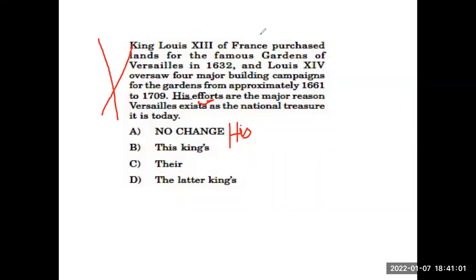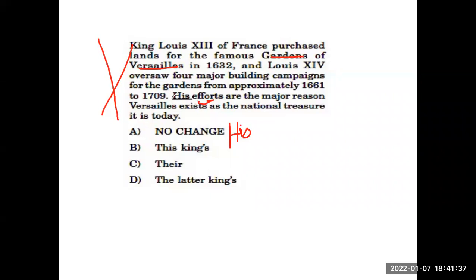King Louis XIII of France purchased lands for the famous. Now, another trick: whenever something starts with capital letters, it's a name. So you don't have to pronounce it wholly. You can just shorten it and it will save you time. So King L of France purchased lands for the famous G of V in 1632. And King Louis, the other one, oversaw four major building campaigns for the gardens from approximately this to this time.